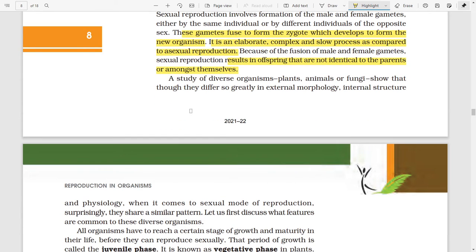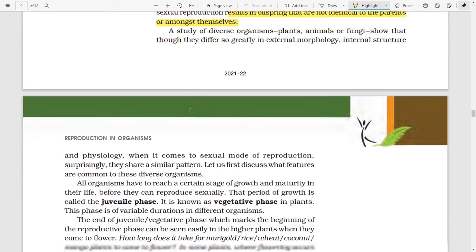A study of diverse organisms, plants, animals, or fungi, shows that they differ greatly in internal structure and physiology. When it comes to the mode of sexual reproduction, surprisingly, they share a similar pattern. Let us first discuss what features are common to these diverse organisms.